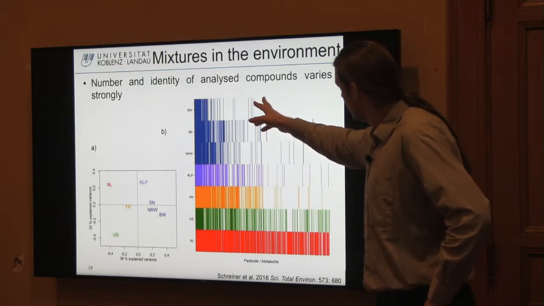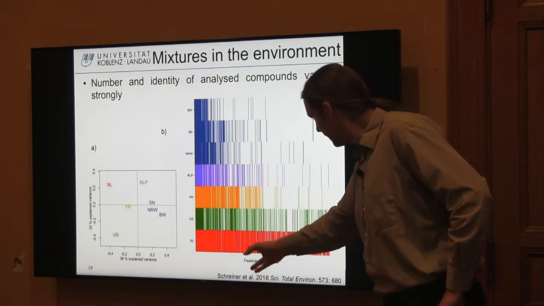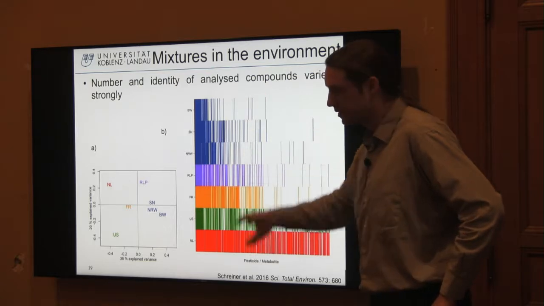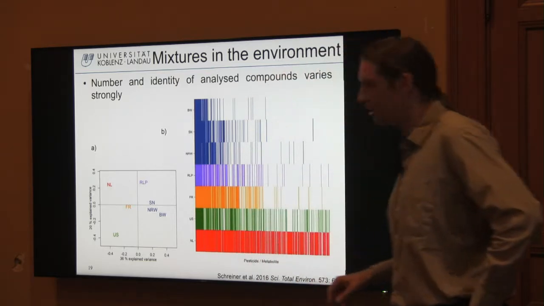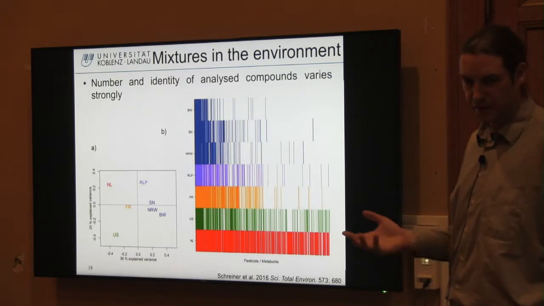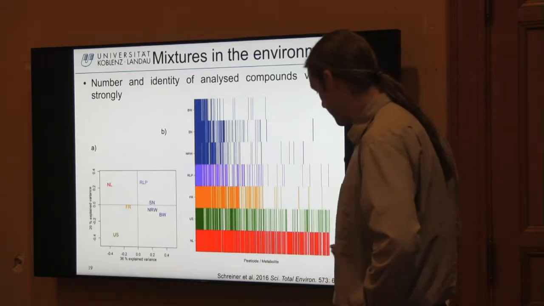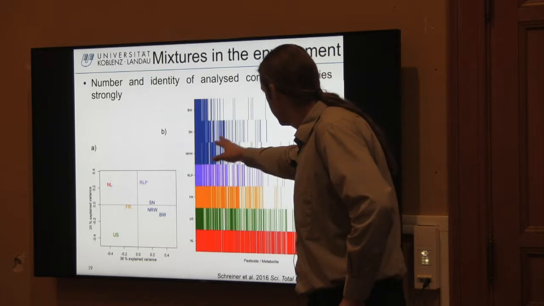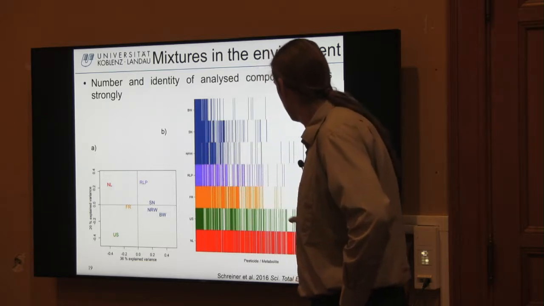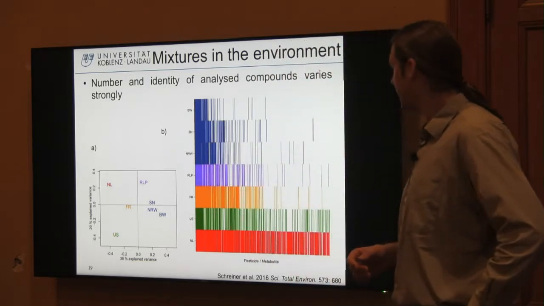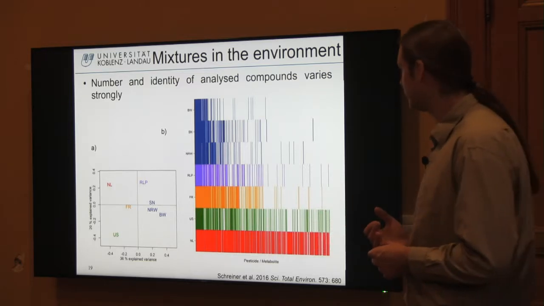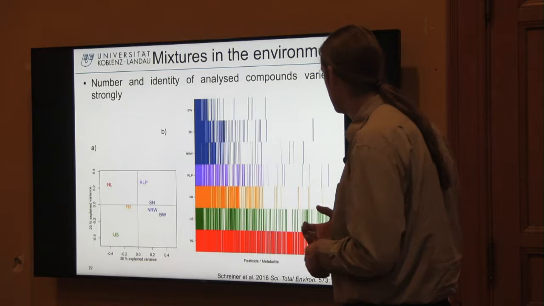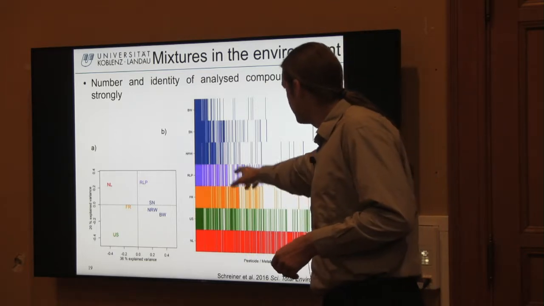If you see a line here and you find that line somewhere here, that means they analyze the same compound. What you see is more or less that the Netherlands cover more or less everything of these different compounds, except for a few, but the spectra of compounds vary a lot between countries, so that means comparisons between countries are difficult. And you see that this is even the case for Germany as well.